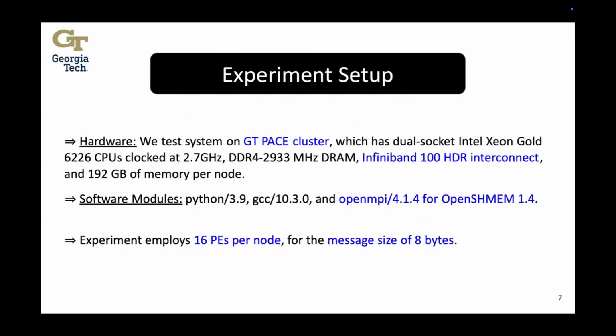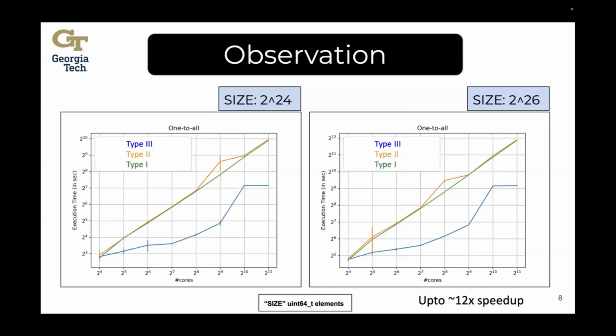For the experimental setup, we run on a GD-based cluster with an InfiniBand 100 HDR interconnect. We have 192 gigs of memory per node and 24 cores per node, but we have tested with 16 PEs per node. The software modules that we use are OpenMPI 4.1.4 for the OpenSHMEM 1.4 version. Our experiment employs 16 PEs per node for a message size of 8 bytes. So let's look at how we perform.